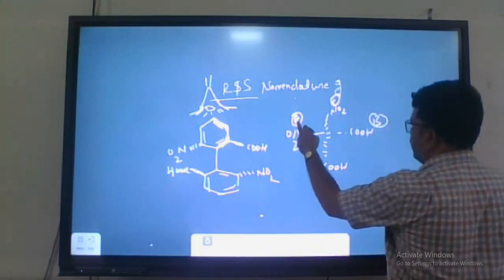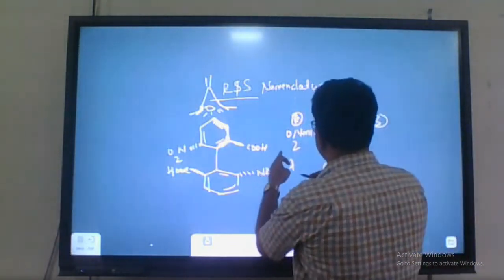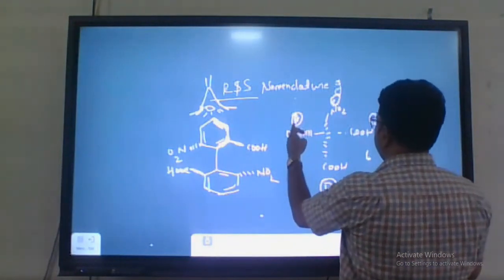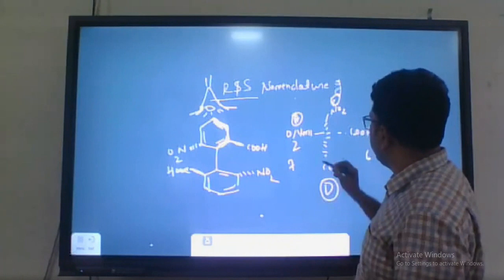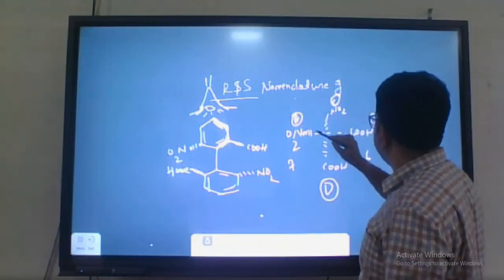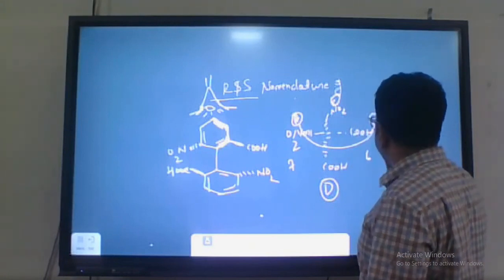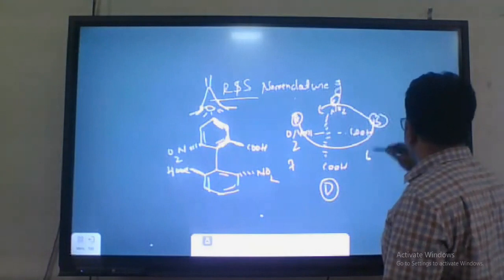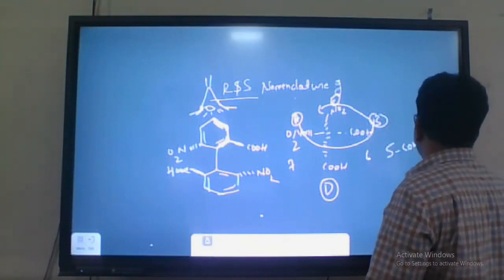Why CA? Because between carbon and nitrogen, atomic number of nitrogen is 7, carbon is 6. That's why this is A. It's named A, and this takes B because of atomic number 6. See A, B, C, this is coming like this, which means anti-clockwise. That's why it is S configuration.